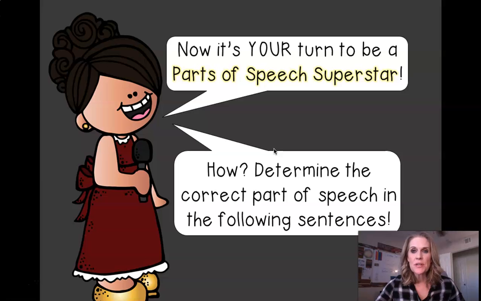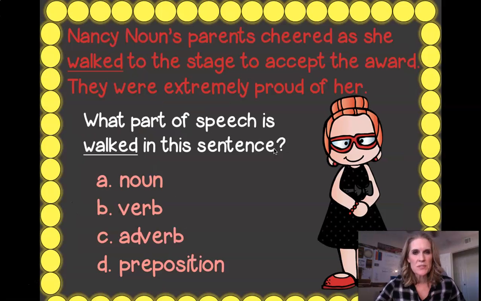Now it's your turn to be a parts of speech superstar. How, you might ask? Determine the correct part of speech in the following sentences. Here we go. Nancy Noun's parents cheered as she walked to the stage to accept the award. They were extremely proud of her.